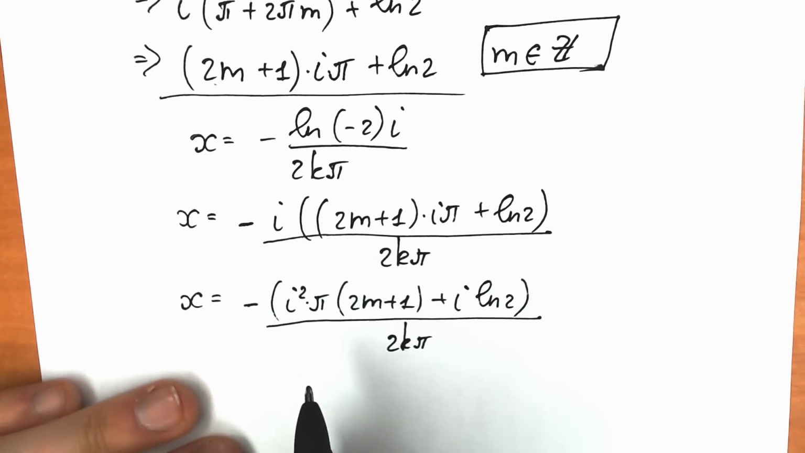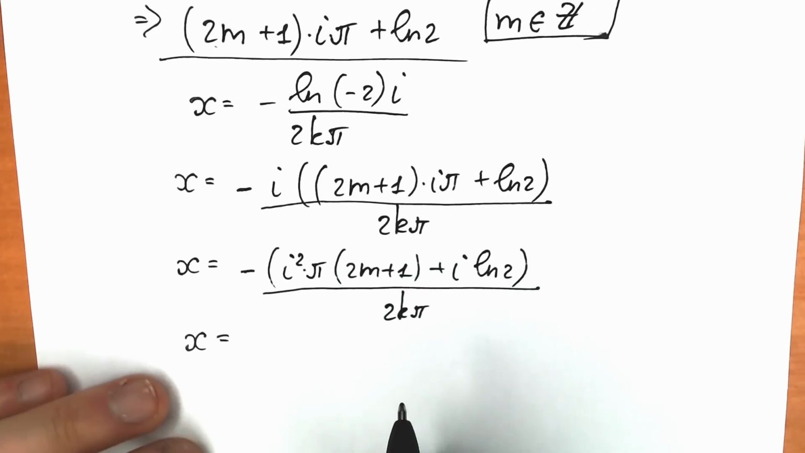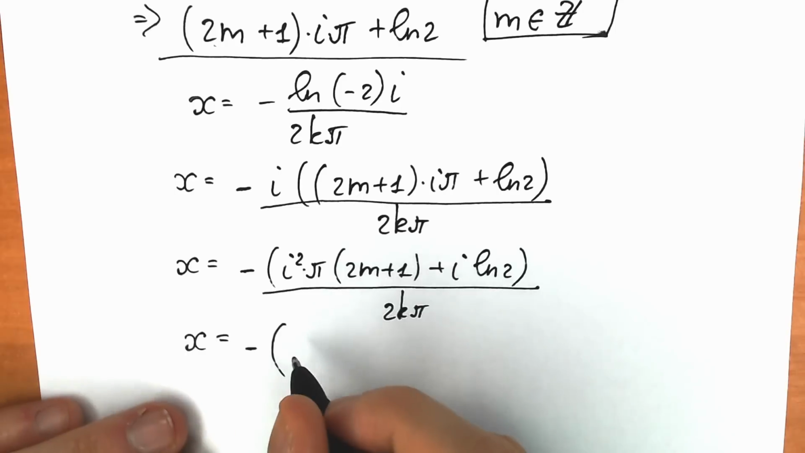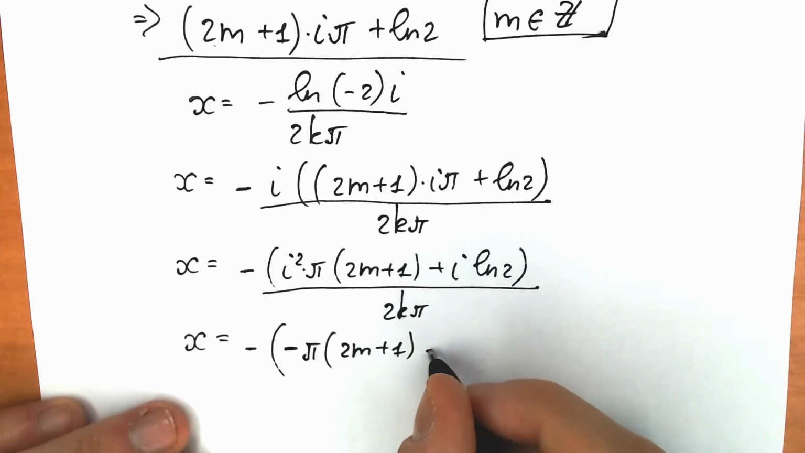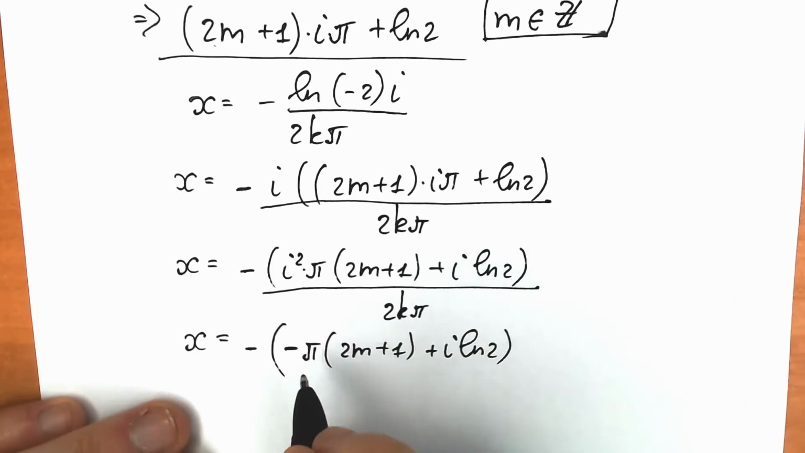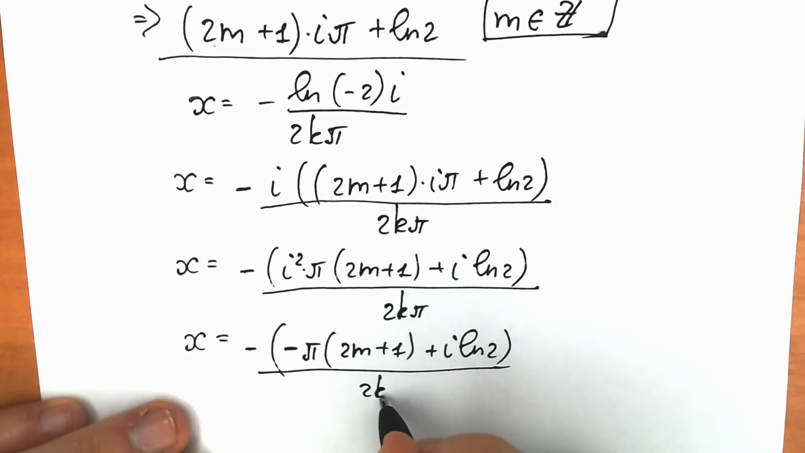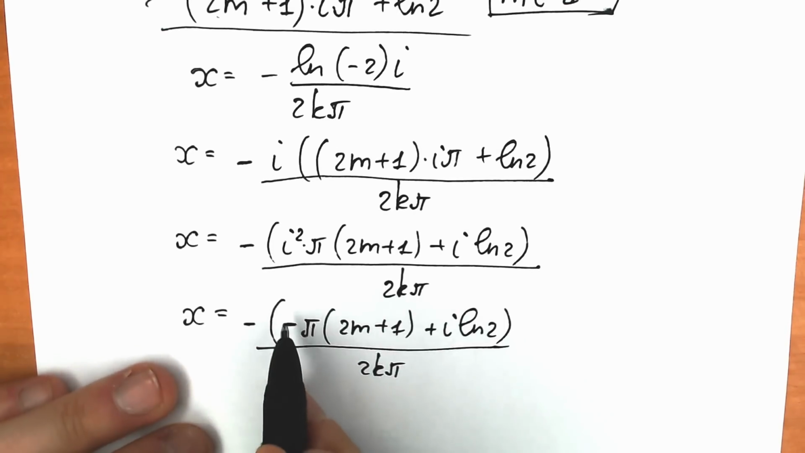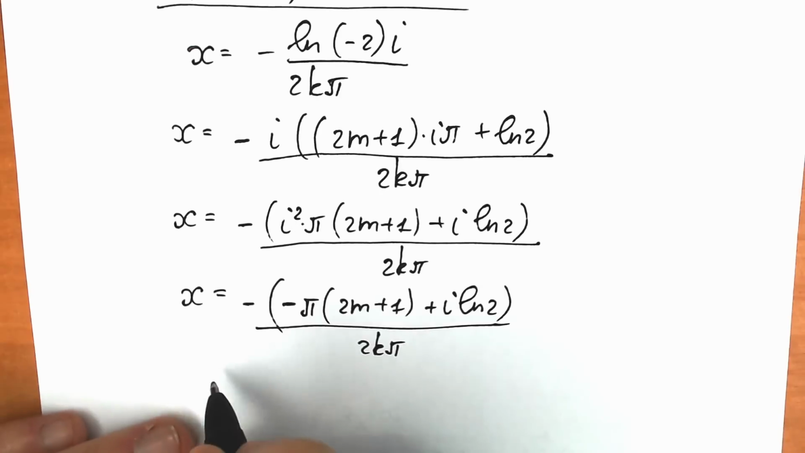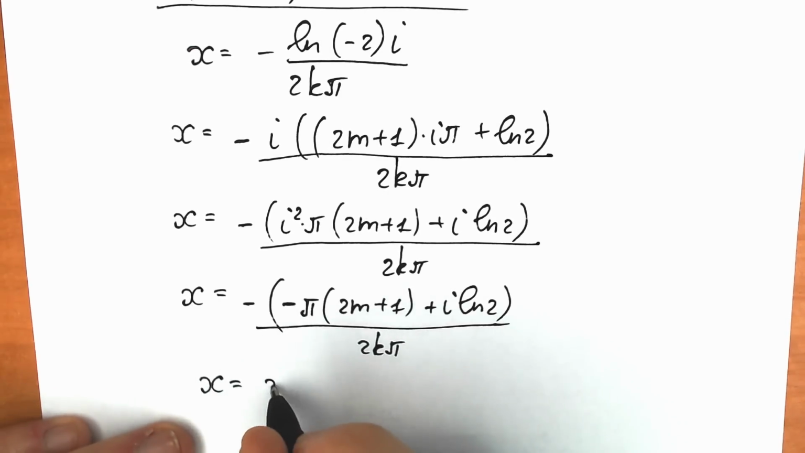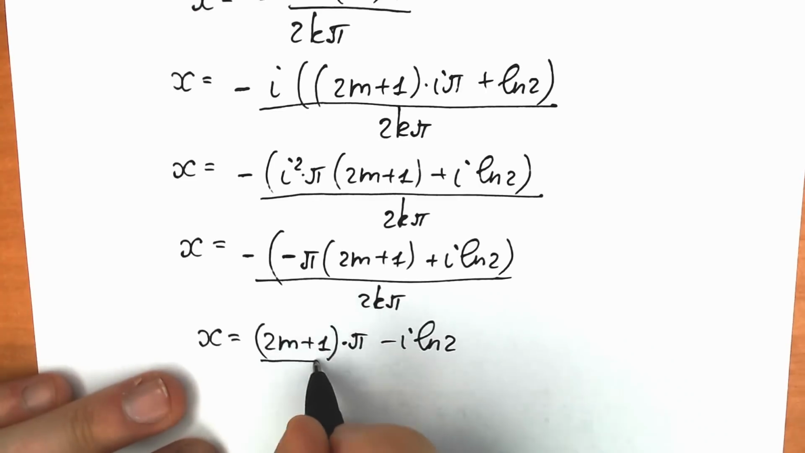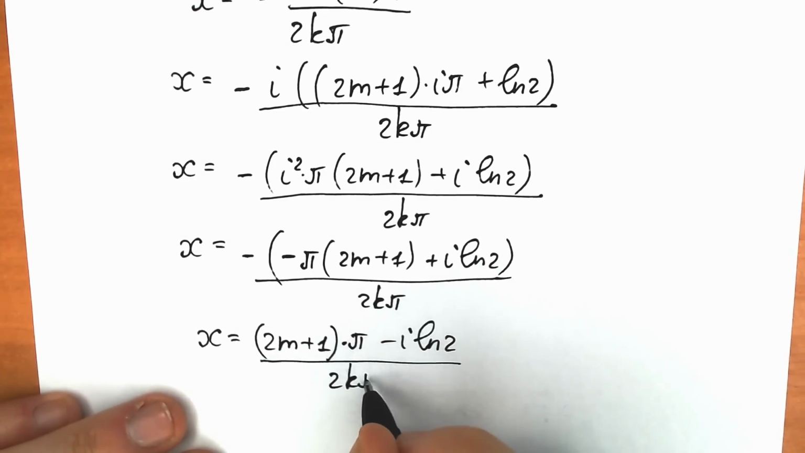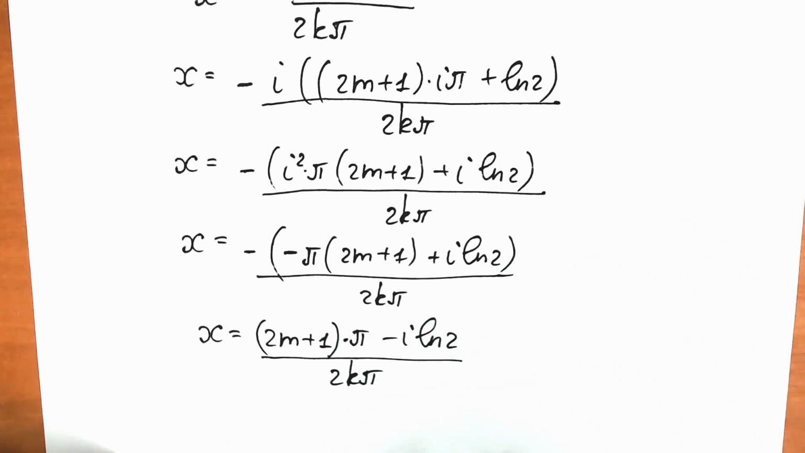Right here, what do we have? We have minus 1. So as a result, x equals minus, inside parentheses, minus pi times 2m plus 1 plus i natural log 2, and we divide all of it by 2k pi. This minus with this minus gives us plus, so as a result our x is equal to 2m plus 1 times pi minus i natural log 2, and we divide all of it by 2k pi. And of course, there are a lot of restrictions here.